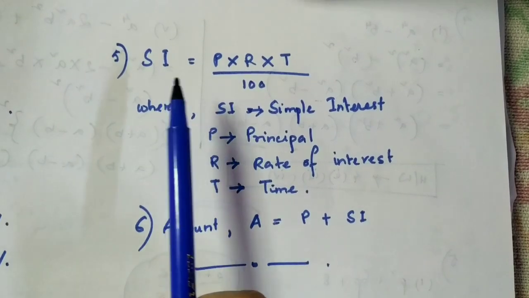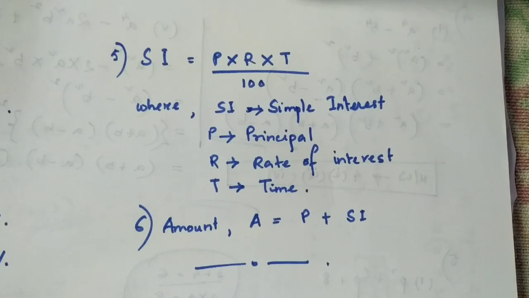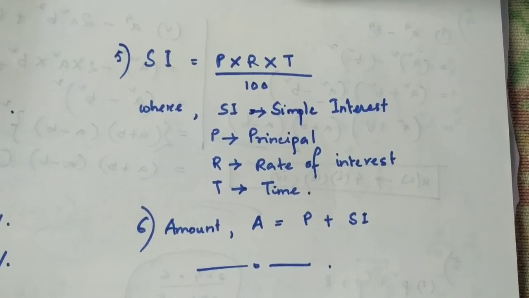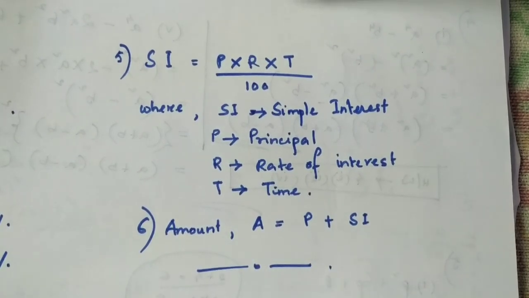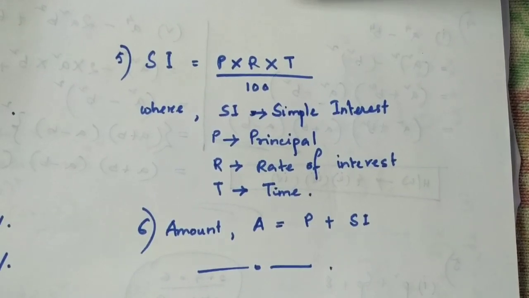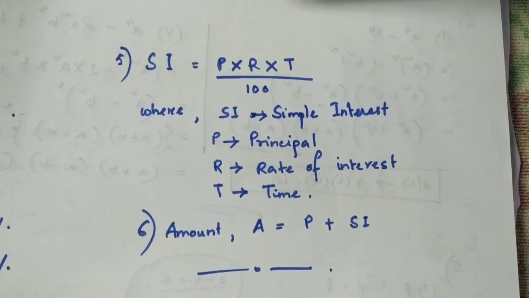You can see simple interest is equal to P into R into T by 100. Okay, SI means the simple interest, P means the principal, R means the rate of interest, and T means the time. So then we have also the amount. Amount is equal to P plus SI. So you might be wondering what are these simple interest, principal and rate of interest are. So as I solve the sum, I will explain the terms which are used in the particular sum. So let's begin with the exercise.